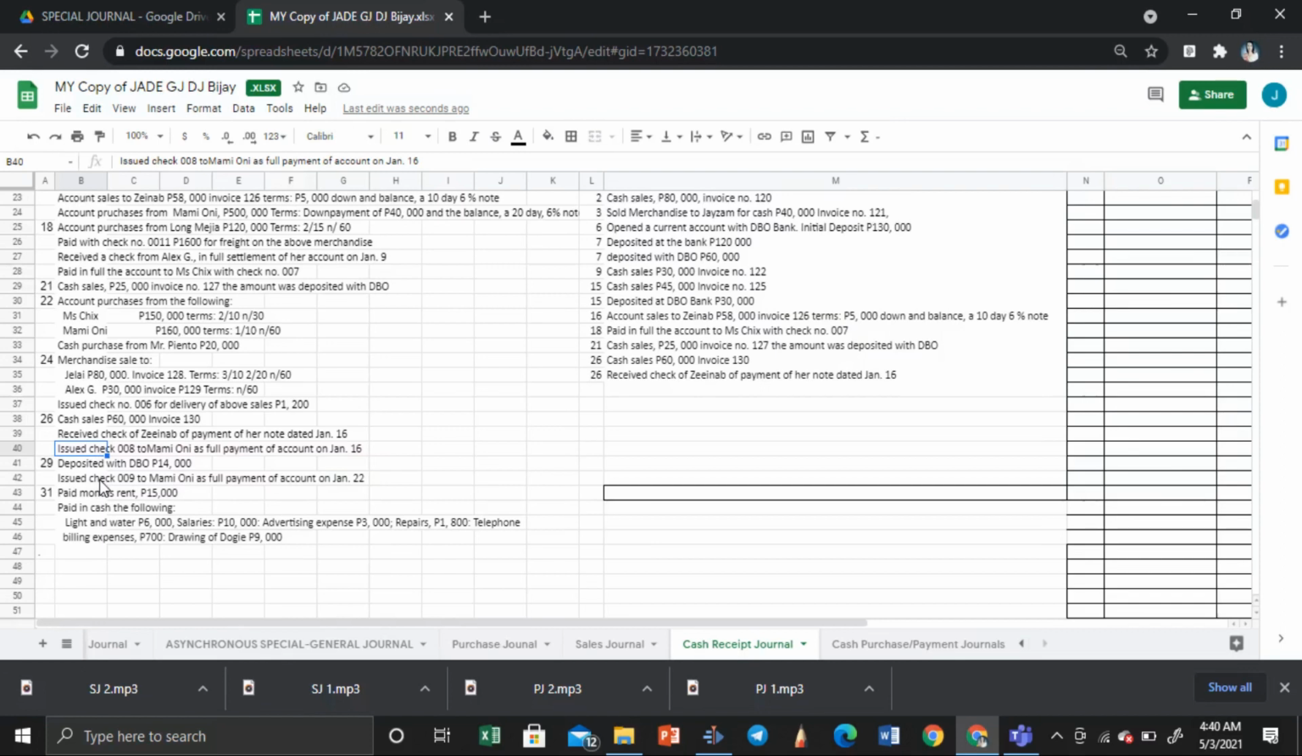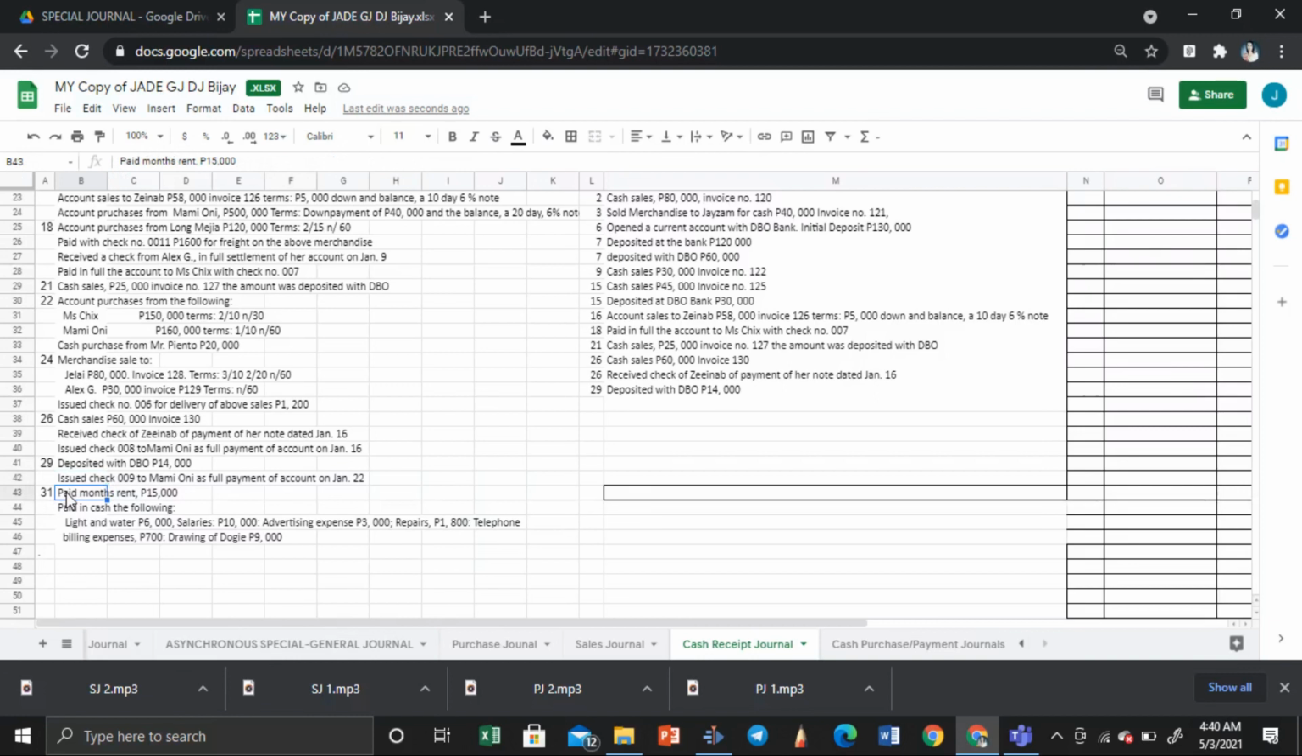Not included. Payment natin yan dun sa nabili natin sa kanya or utang natin kay Mami Oni. Purchase yon, not included. Deposited with DBO. Copy natin yan. Tapos, 29, ano? Bakit? Nag-deposit eh. Issue the check number 009 to Mami Oni as full payment. Ito rin, full payment natin sa purchase natin to Mami Oni, not included.